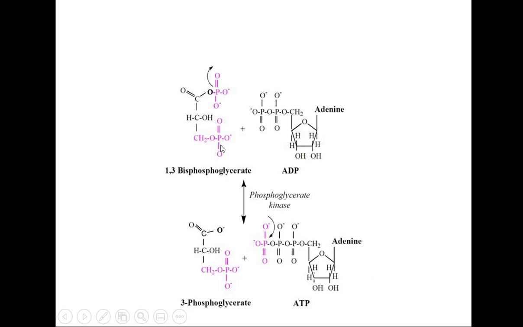And 1,3 bisphosphoglycerate has only 1 phosphate left, so it becomes 3-phosphoglycerate, meaning carbon 3 is phosphorylated, right? And how can we do that? Because we have phosphoglycerate kinase. This enzyme does that. Class, does it make sense?